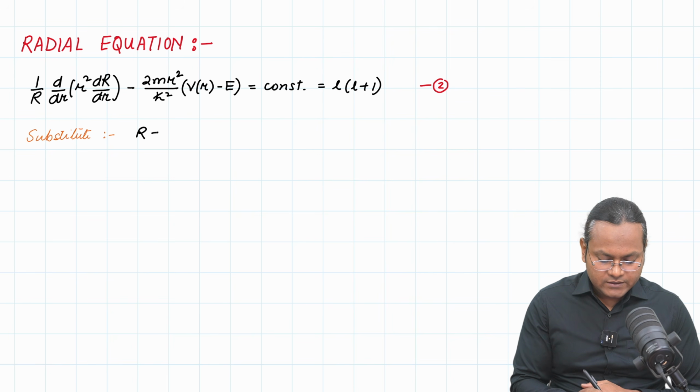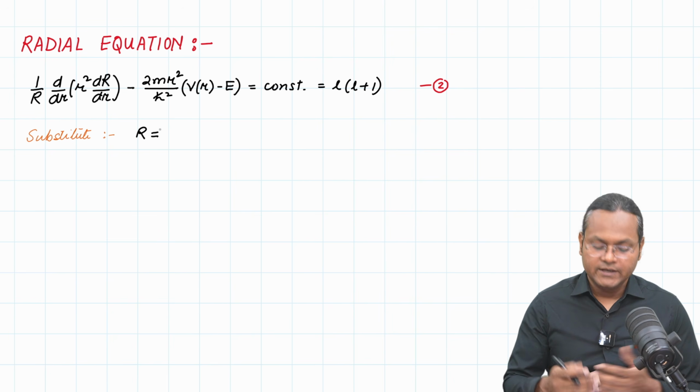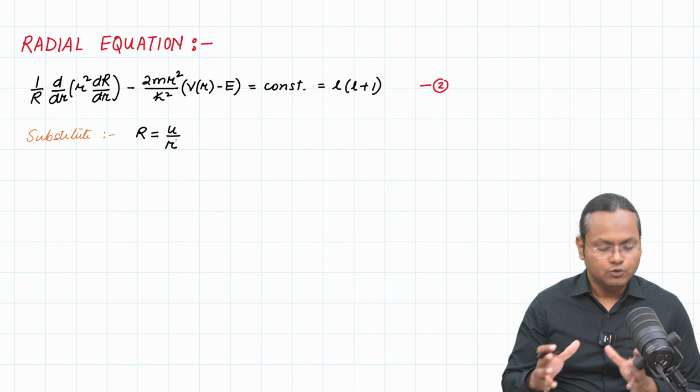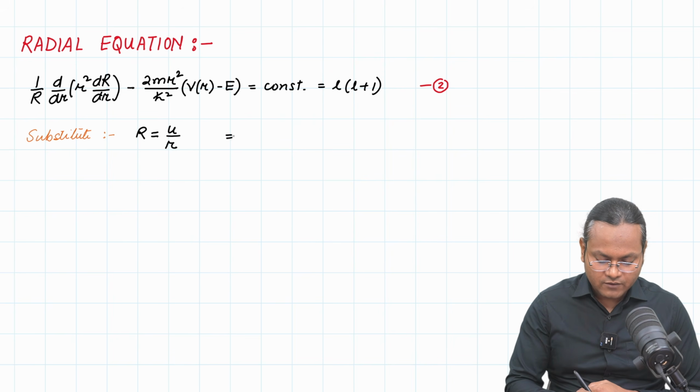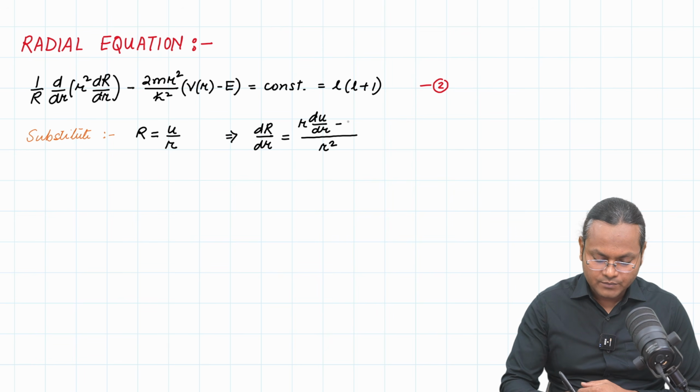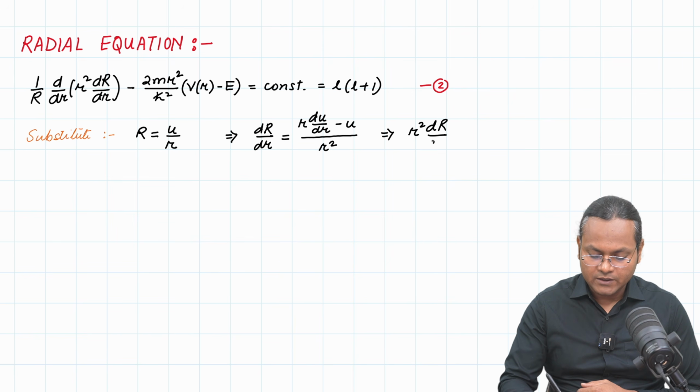First, let us substitute the capital R, which is the function of the radial distance, using u upon small r, u being some new variable. If I do this, then of course d capital R upon d small r becomes, in the denominator you have r square, r du upon dr minus u. So this becomes r square d capital R upon d small r equals r du upon dr minus u. First expression that we have.